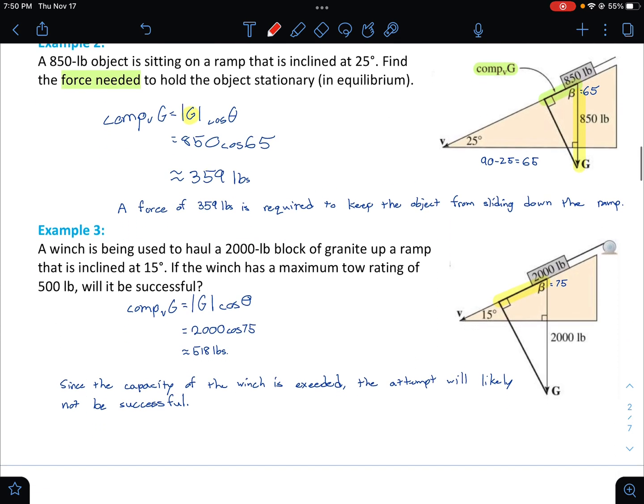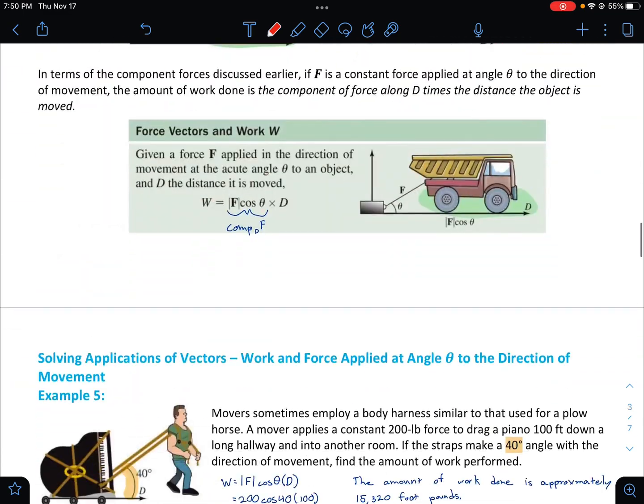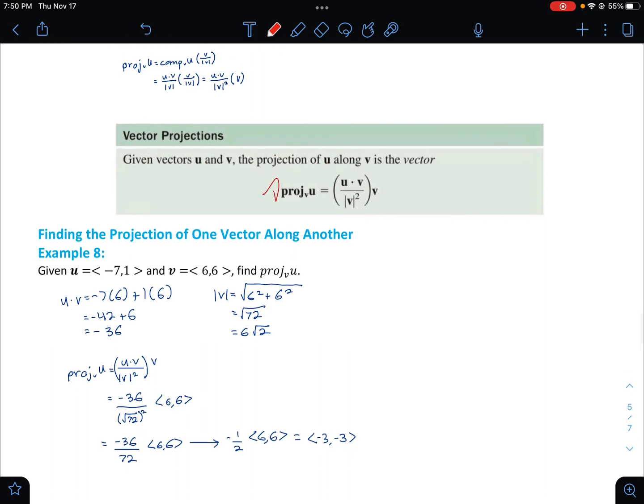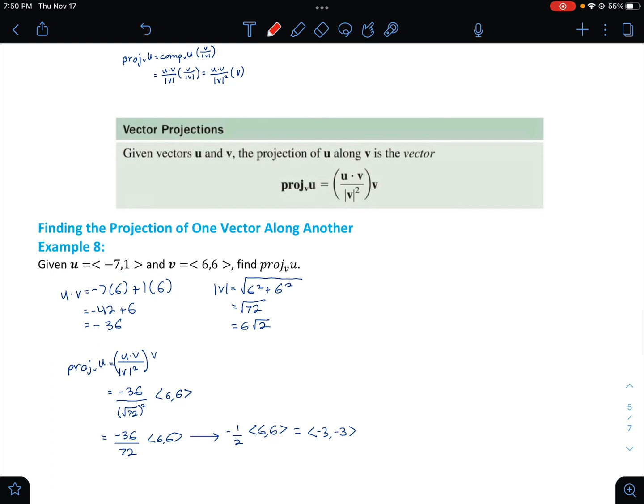Now, when we go down to, let's find it, projection U along V, this is the equation right here, which is very helpful and important. So with our first question, we see given U, which is this, and V, which is that, find projection U along V. So we know the first two steps that we have to do is find U times V, which is what we found right here, and then the magnitude of V, which is right there. So we'll start with U times V.